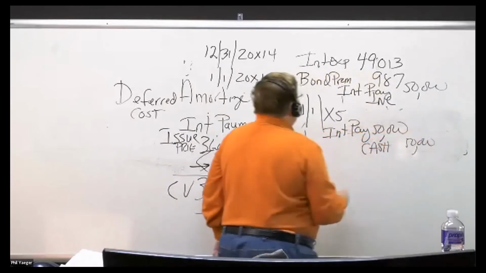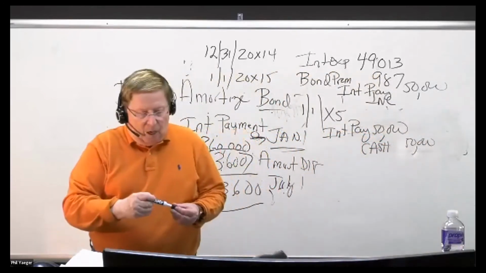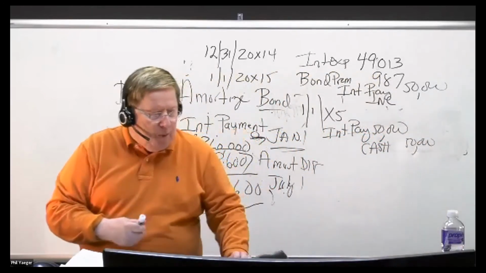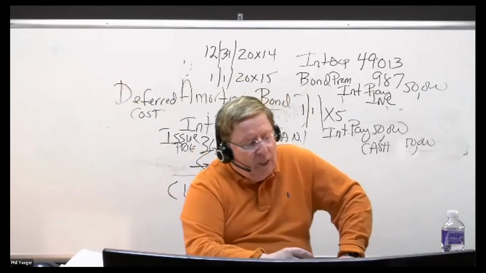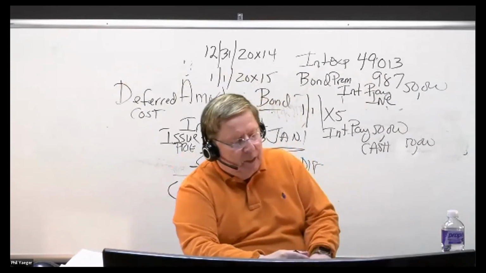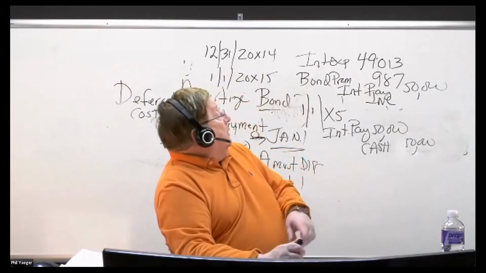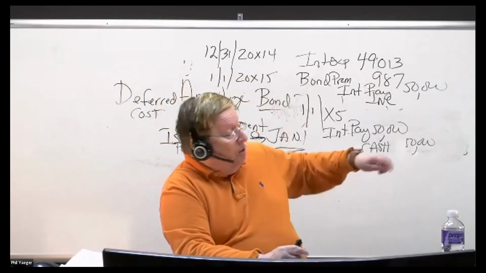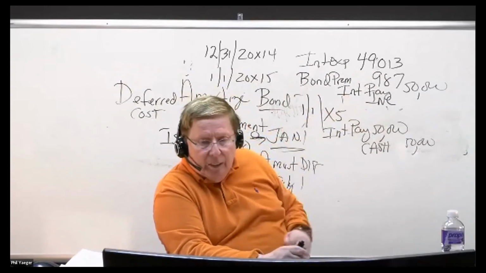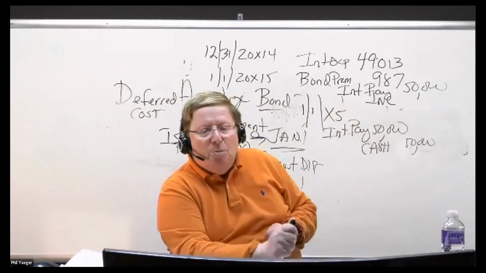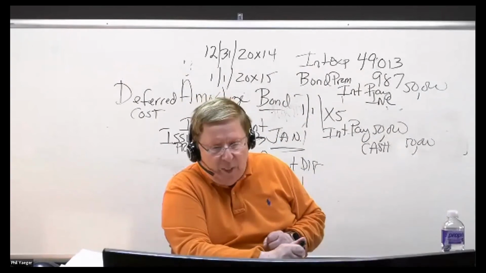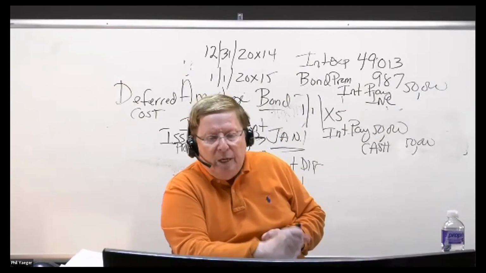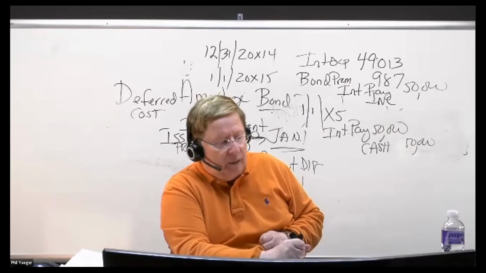So you want to change the entries. This is what you'll change in your book, and I'll give you a correct page on this. First of all, on December 31st, you'll debit what? Interest expense for 49,013. You'll debit bond premium for 987 on 12/31/14, and you'll credit interest payable for 50,000.